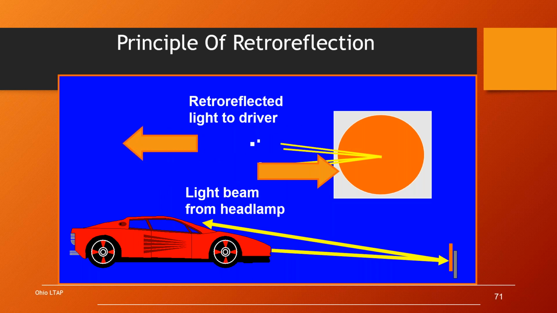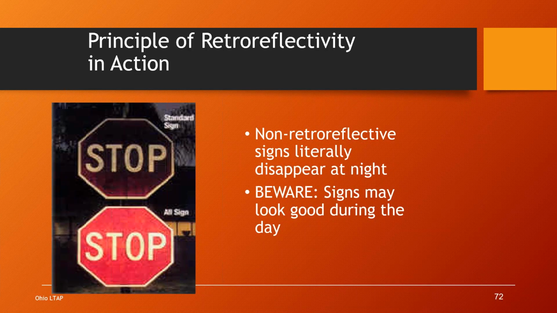But anyway, here we demonstrate that the headlights hit the sign and bounce right back to the source. And you know, within the last 10 years, the standards for reflectivity have been enhanced. And so the new signs are definitely very bright at night when the lights hit them. And so there's the difference between, on this slide, a sign that's retroreflective and one that is not. So basically your signs disappear at night if they're not retroreflective.